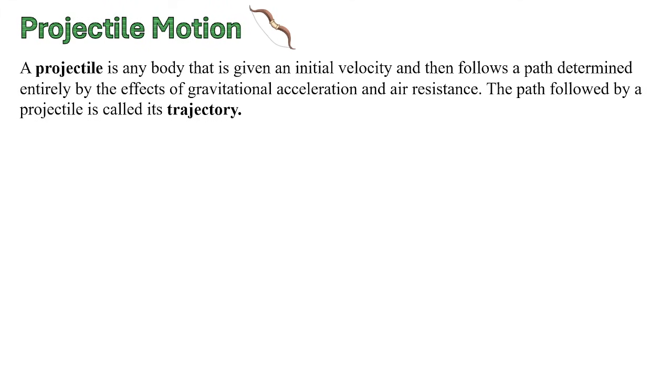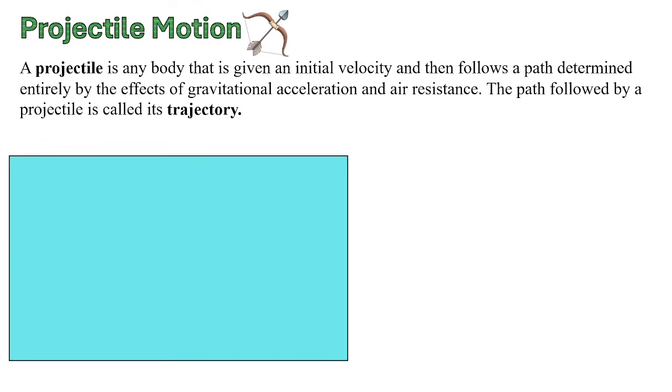A projectile is any body that is given an initial velocity and then follows a path determined entirely by the effects of gravitational acceleration and air resistance. The path followed by a projectile is called a trajectory. Let's get the second case of free fall. Let's get the figure for our projectile motion using the second special case of our free fall.